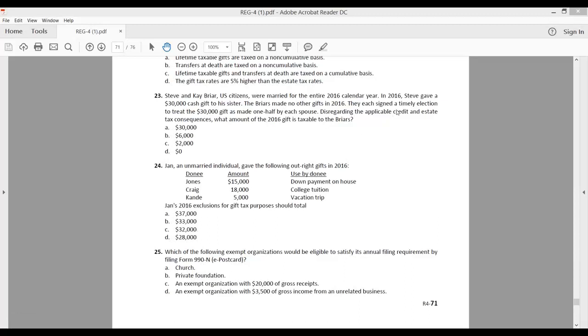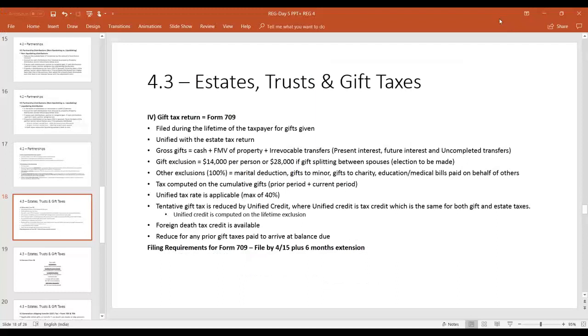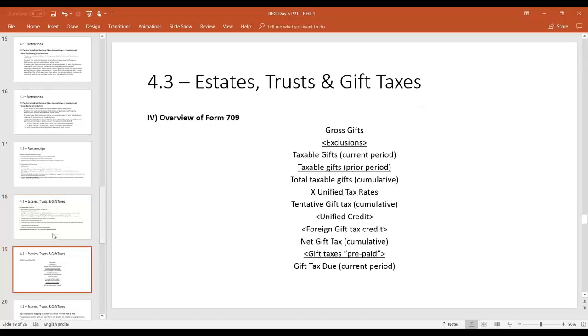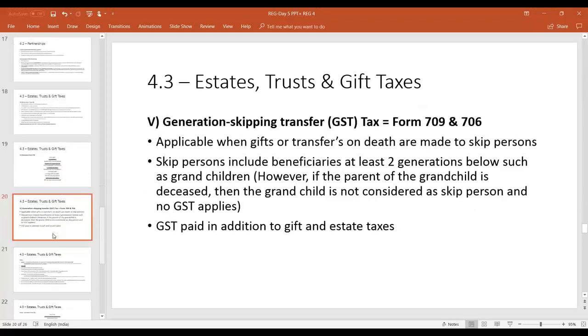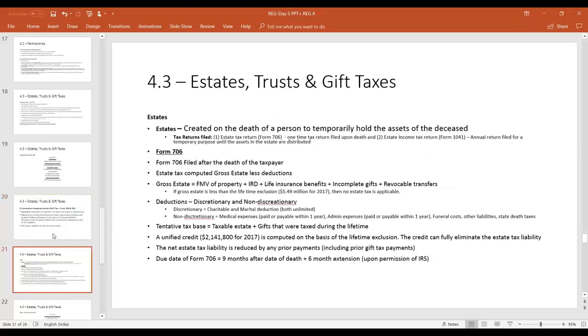Let me go to this one. So far we covered all tax returns that are done during the lifetime of the taxpayer. So now the post, right? Let's start with estates. Oh, okay, there's one point that I forgot to add in. Maybe I'll do this when we do estates. Okay, so what is an estate?